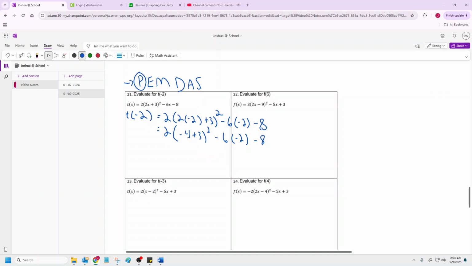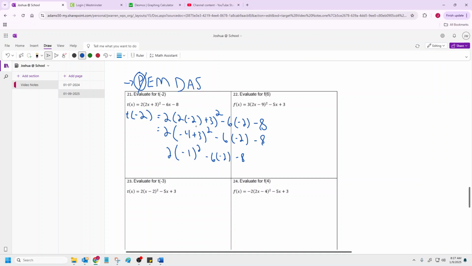Now check it out. I have this here. Do I still have work to do inside these parentheses? The answer is yes, I do. So now I'm going to do more math inside these parentheses. This says -4 plus 3. So I'm going to do that first. -4 plus 3 is -1. Don't forget your square. -6 times -2, -8. Now, can I do anything more inside this parenthesis? Nope. There's nothing left to do. What about this parenthesis? Nope. There's nothing left to do.